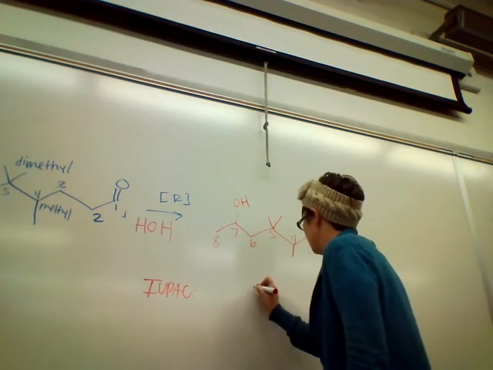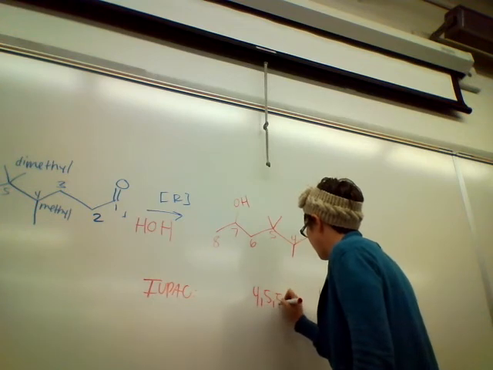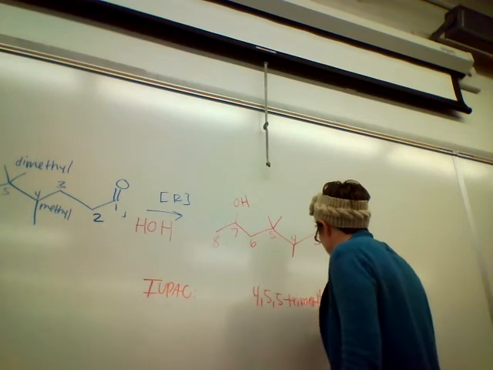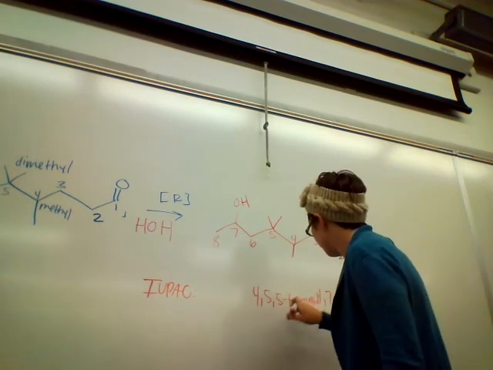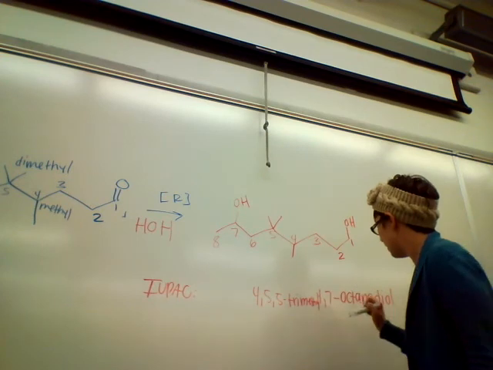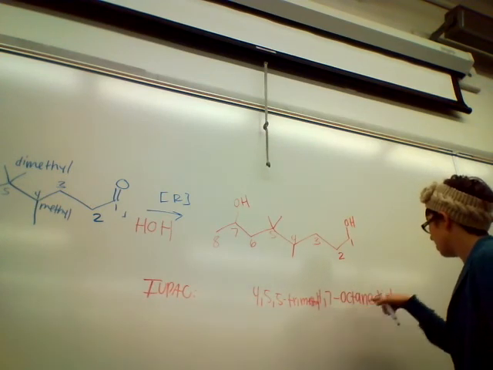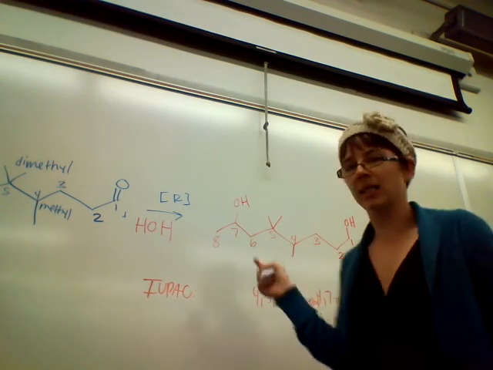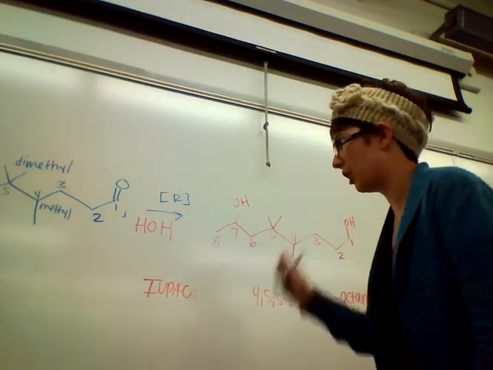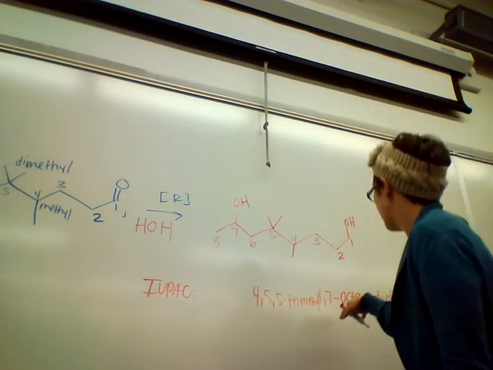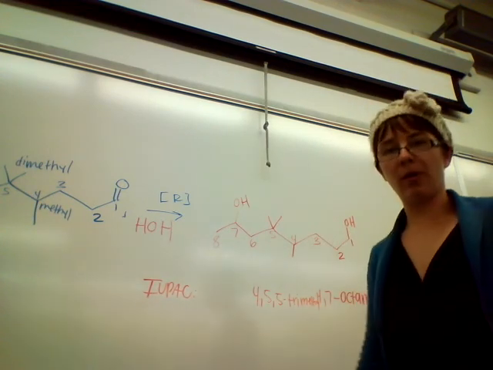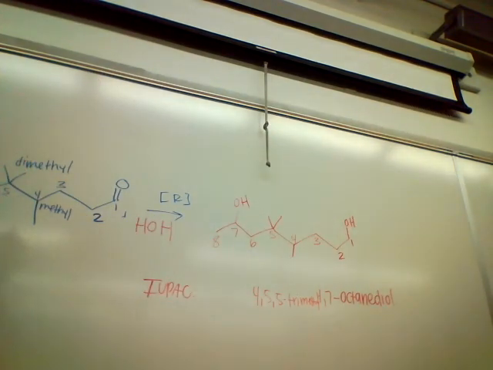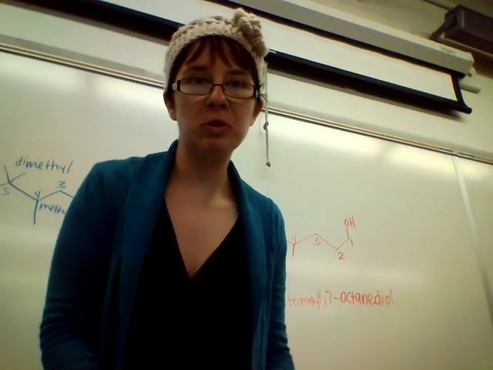So the name is 4,5,5-trimethyl-1,7-octane diol. And you'll notice that the name for this is a little bit different than the name for the other structure, mostly because this is a diol now, so you changed a little bit more about it. And that's pretty much it. That's kind of all you need to really know about aldehydes.